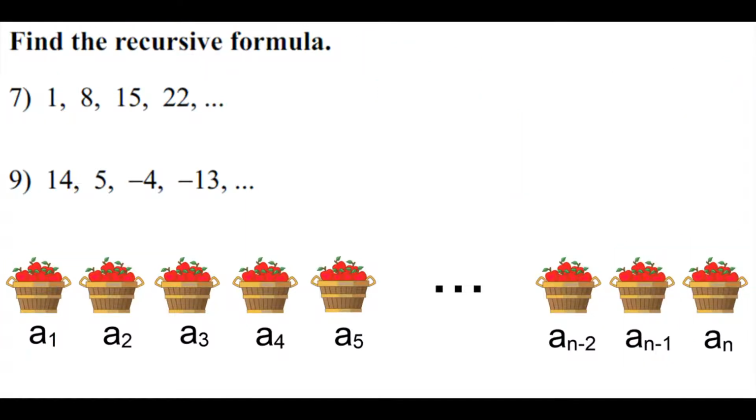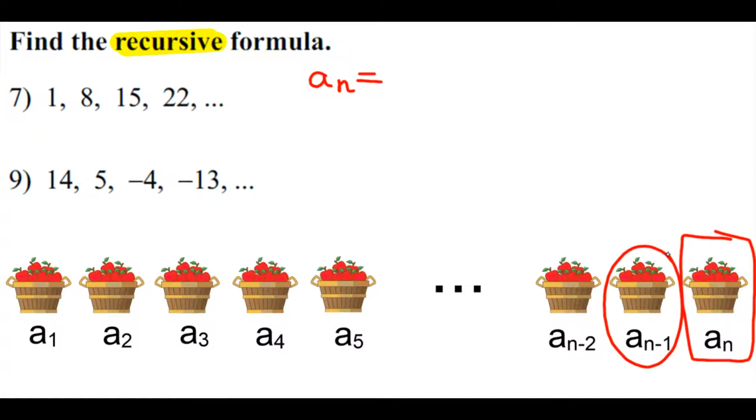Now we're going to find the recursive formula. Remember that word, that's important. That's going to tell you what to do and how we do it. So if we think about the bushels of apples and put it in those terms, we're trying to find the formula for a_n. So the answer is going to be a_n equals, and we're going to use the term right before it and the first term. Those are the things that we're going to need. If you look at the numbers in this sequence, you should notice pretty quickly that you're adding 7 to get from number to number.